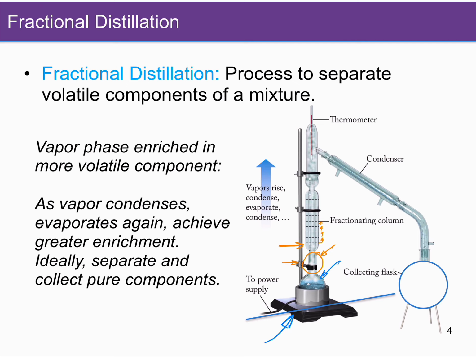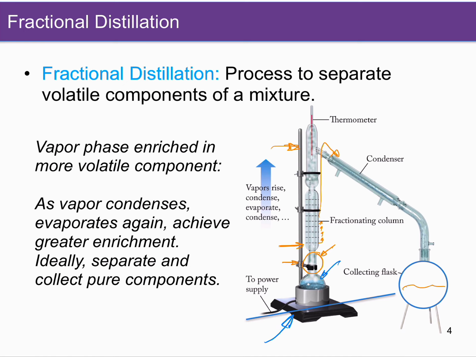Once it gets up to the top of the column, it reaches this condensing tube, which has a jacket of cold water flowing over it. That condenses the vapor, which is accumulating up at the top here, and it is then collected in this flask here. So you're going to get hopefully pure ethanol in this case, or whatever the more volatile component is, collected in the collecting flask there.